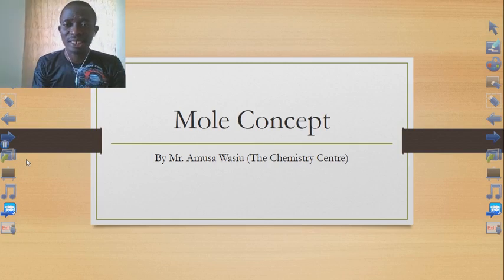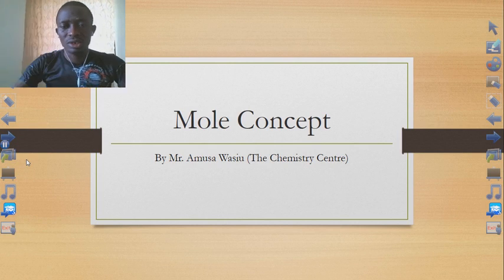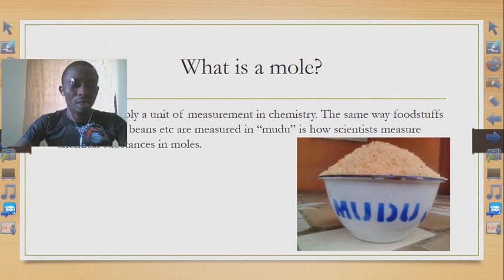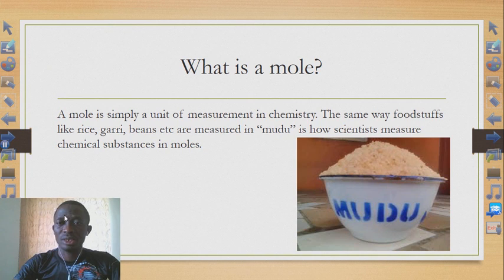This afternoon we'll be looking at a topic, and the topic before us is the mole concept. So, what is a mole? We say a mole is simply a unit of measurement in chemistry.